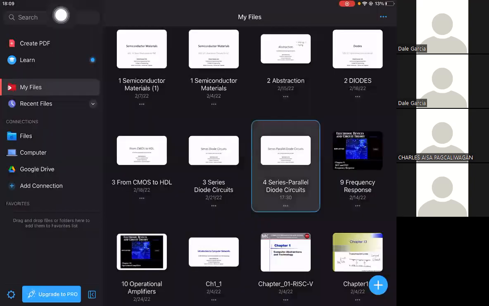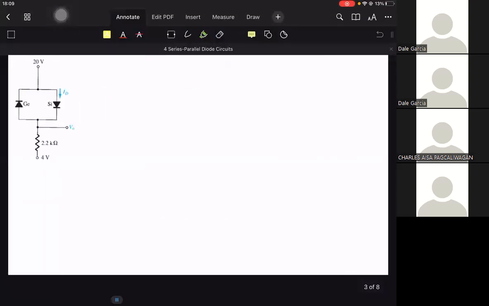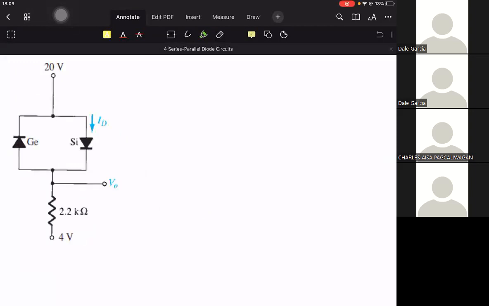next one. How about this one? We have two sources. The negative 20 volts and positive 4 volts. We have two diodes in parallel in a different direction.